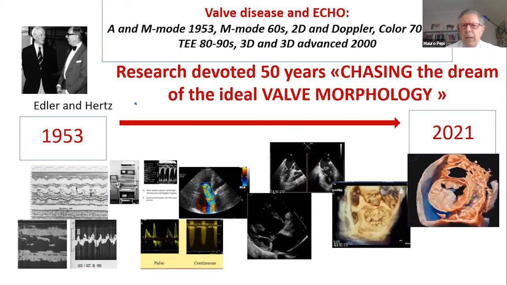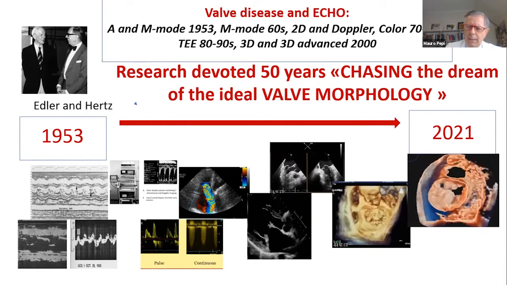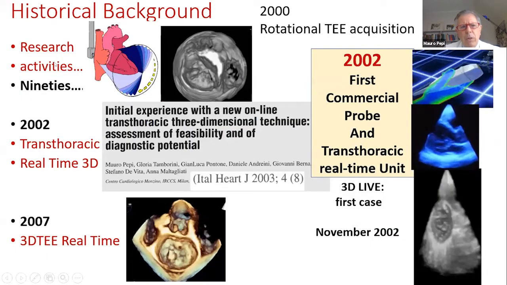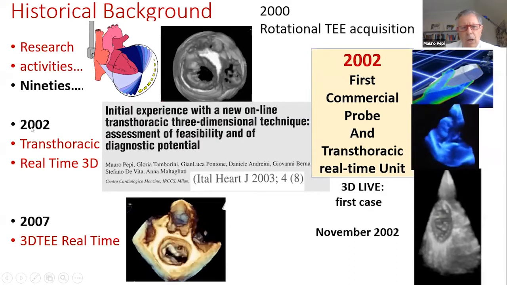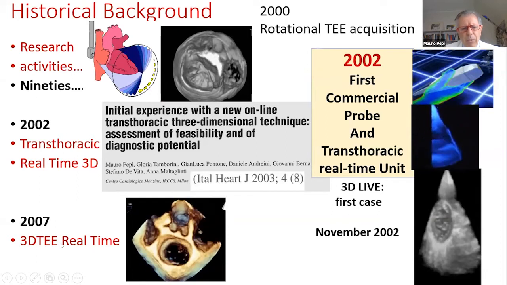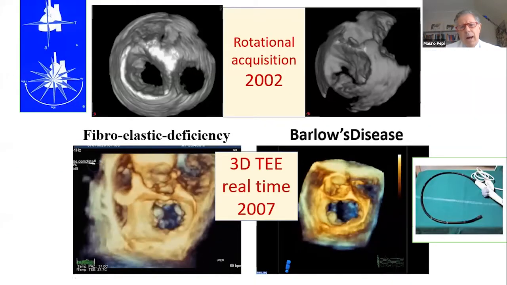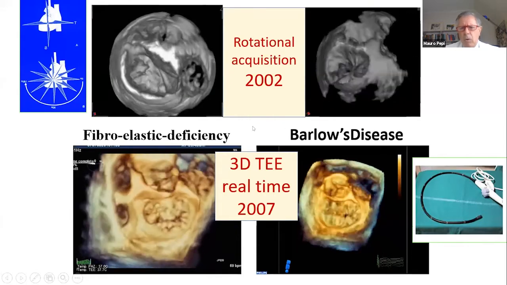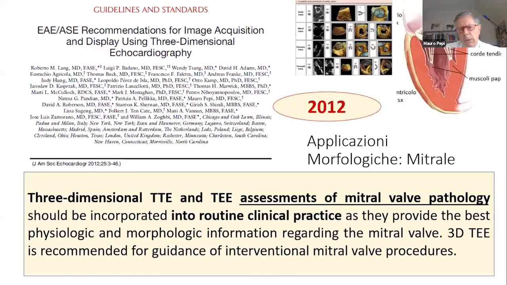Research devoted 50 years chasing the ideal valve morphology, this dream. And obviously, year by year, we had the historical background with the research activities and particularly rotational TE. Then we have the first real time, which was transthoracic, and not real time, which became a reality only in 2007. So with this background, nowadays we have excellent images in the prolapse, and Franco already showed us excellent images, mainly based on the TE approach.